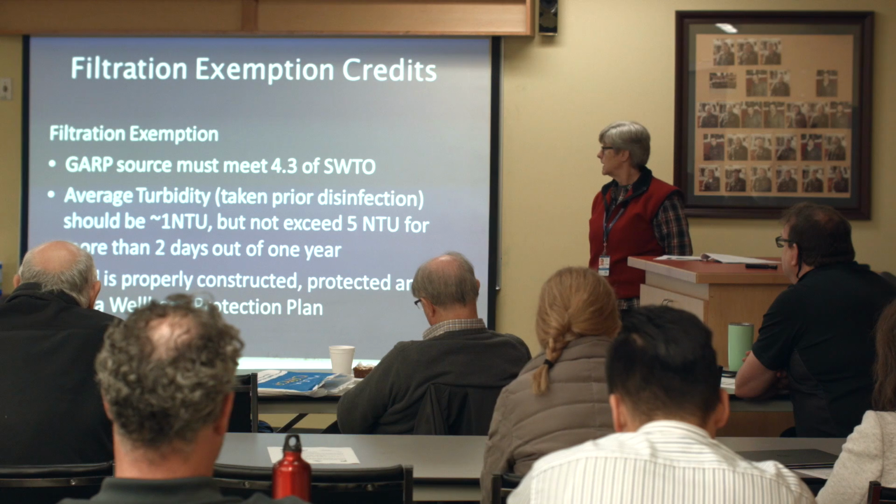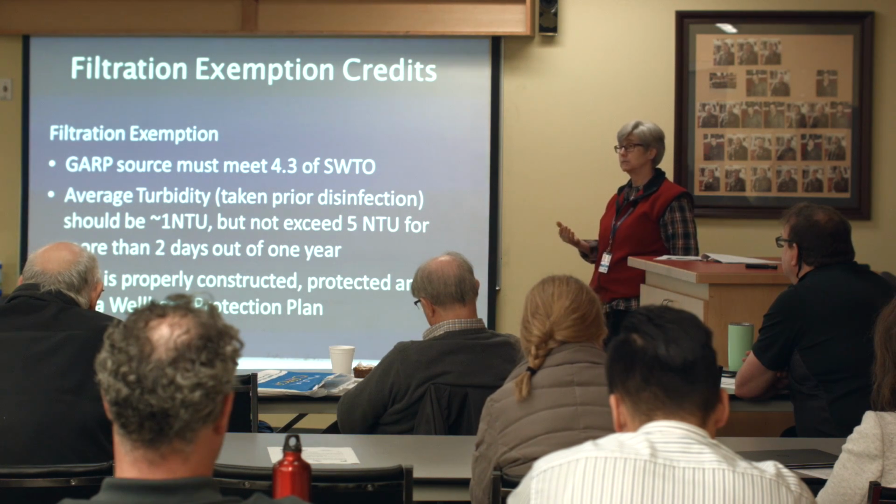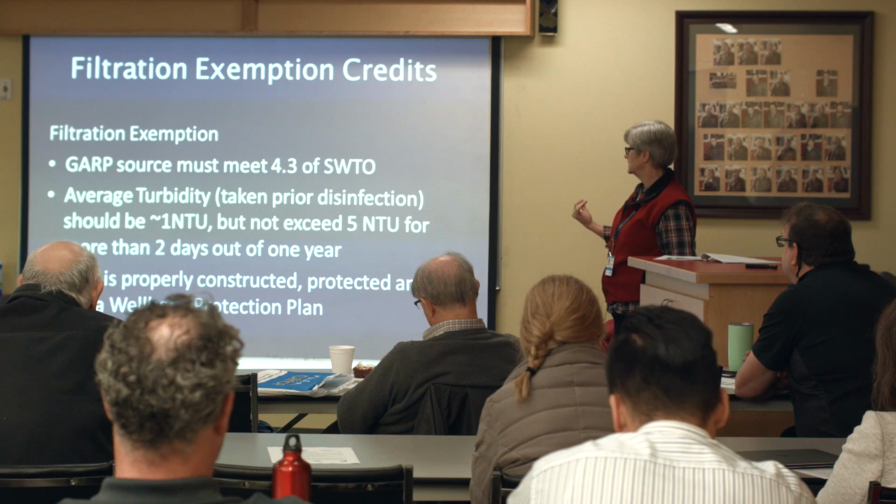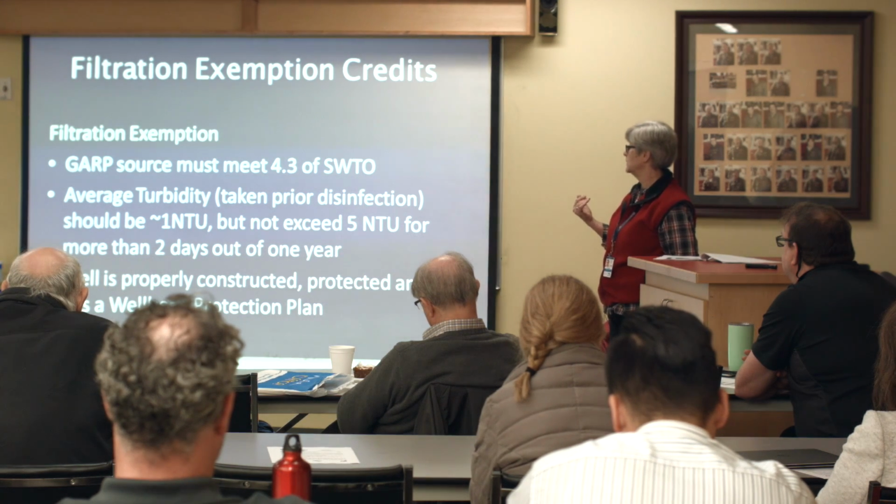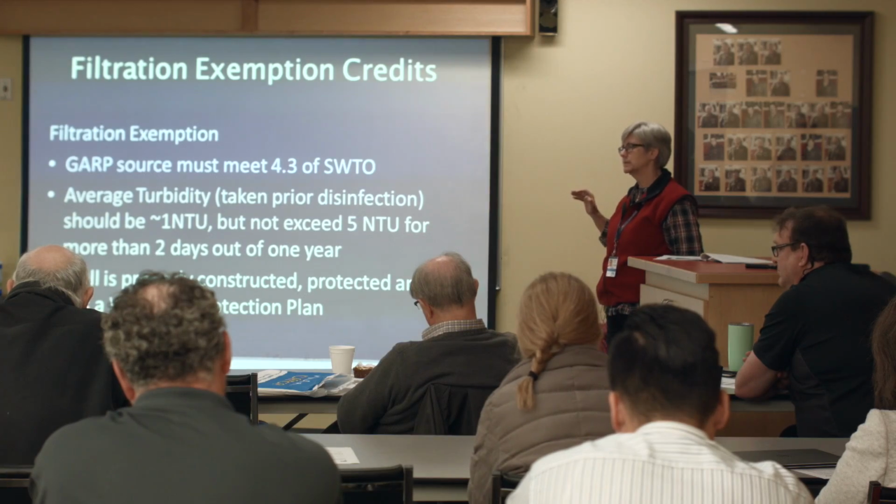Okay, if you are thinking that you might get filtration exemption because you have the riverbank there, it must meet section 4.3 of the surface water treatment objectives. You would have to have about a year's worth of data with the turbidity. The turbidity is sampled, I think, a minimum of 4 times per day, day in, day out, for a period of a year, and the average can't exceed more than 5 NTUs of turbidity for more than 2 days out of 1 year. So it's a pretty tough standard to meet.